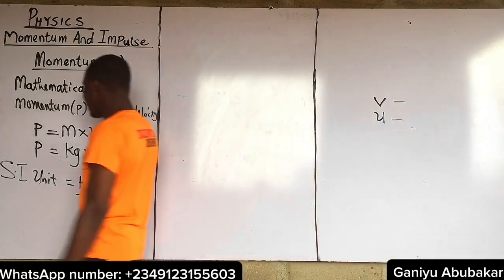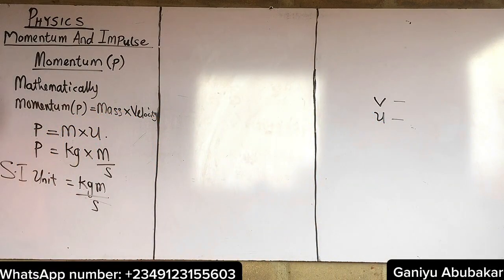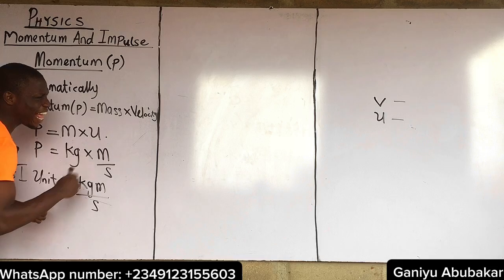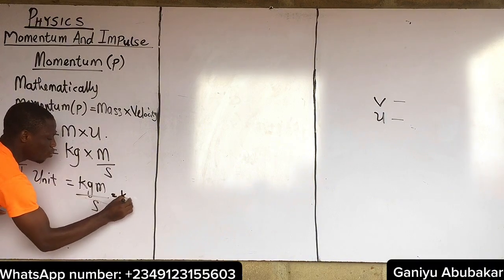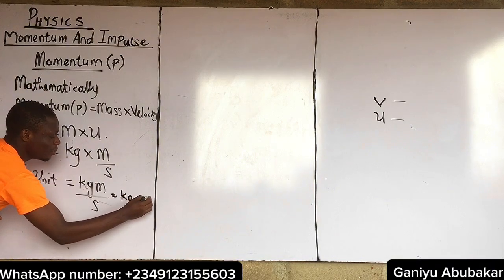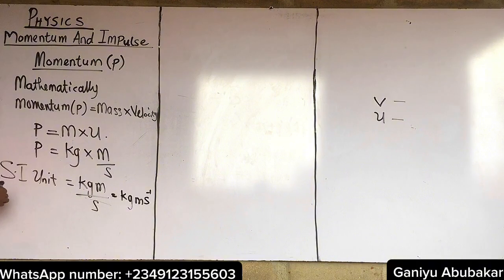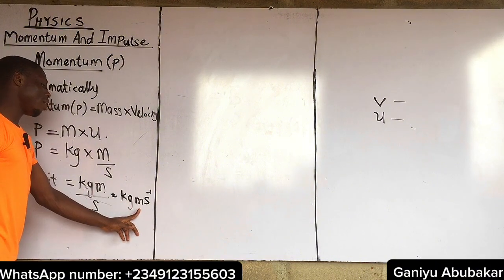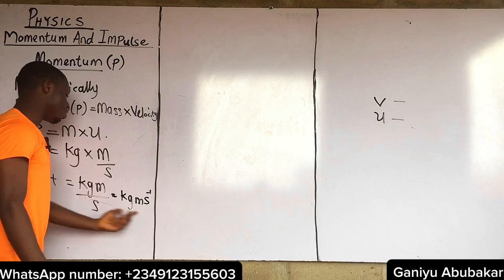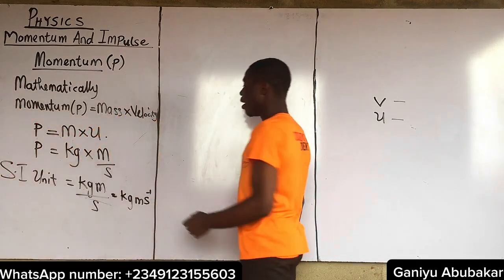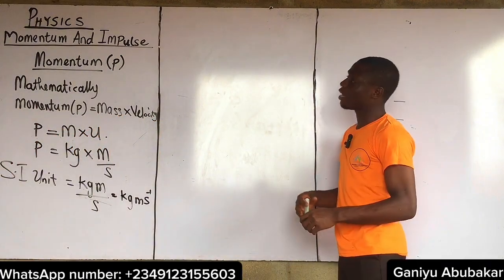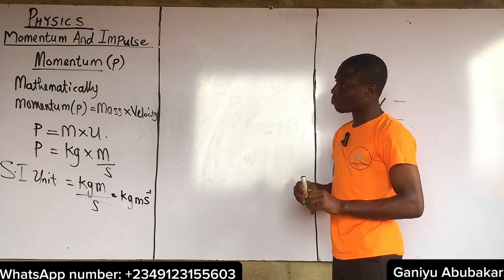I can also express the SI unit as kilogram meter s to the power minus 1. This is still mathematically correct. That's kilogram meter per second, the same thing as this one here. So I have this as my SI unit for momentum.